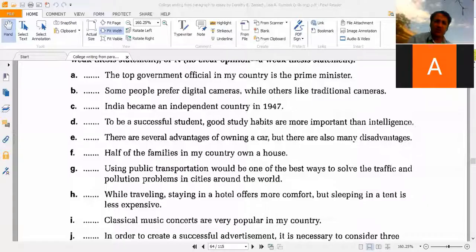So just look at these statements. I have shared my screen with you people. I think it is visible for you. Just come to the first thesis statement. A, the top government official in my country is the Prime Minister. This is a kind of thesis statement. Now you need to... yes, beta.